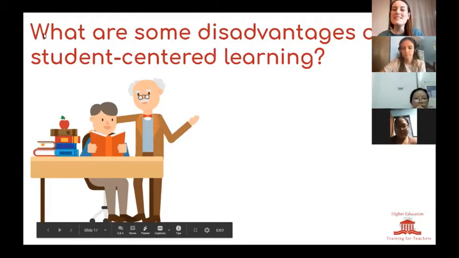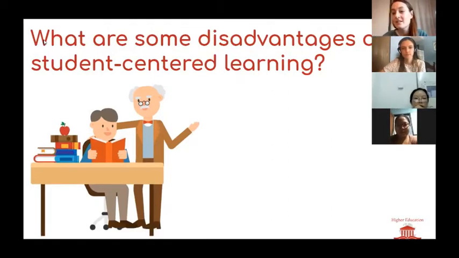What are some disadvantages of student-centered learning? Does anyone know any disadvantages? It needs time management and classroom management. Good, yeah. So it needs time management, because you don't always know how long it will take students to do an activity.